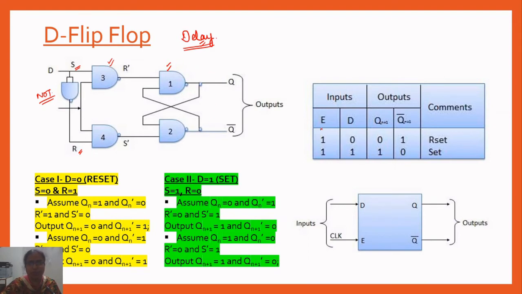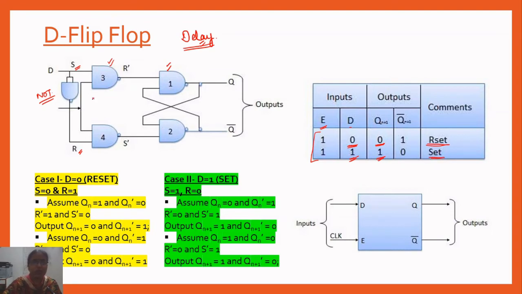From the truth table you can make out, if clock is enabled, D is equal to 0 or 1. Because there is only one input, there are only two options: either D will be equal to 0 or D will be equal to 1. When D is equal to 0, we are getting present output equal to 0. If D is 1, Q is 1. So when D is 0, Q is 0, our flip-flop is said to be reset. When D is 1, Q is 1, flip-flop is said to be set.